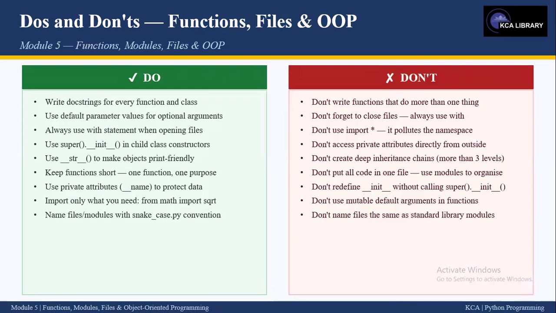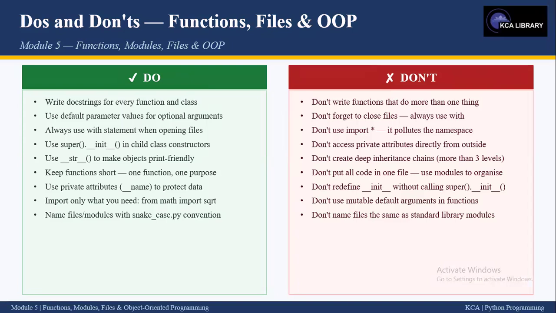Dos and don'ts: functions, files, OOP. This slide summarizes best practices and common mistakes to avoid. You should write docstrings for every function and class. Use default parameter values for optional arguments. Always use the with statement when opening files. Use super().__init__() in child class constructors. Use __str__() to make objects print-friendly.